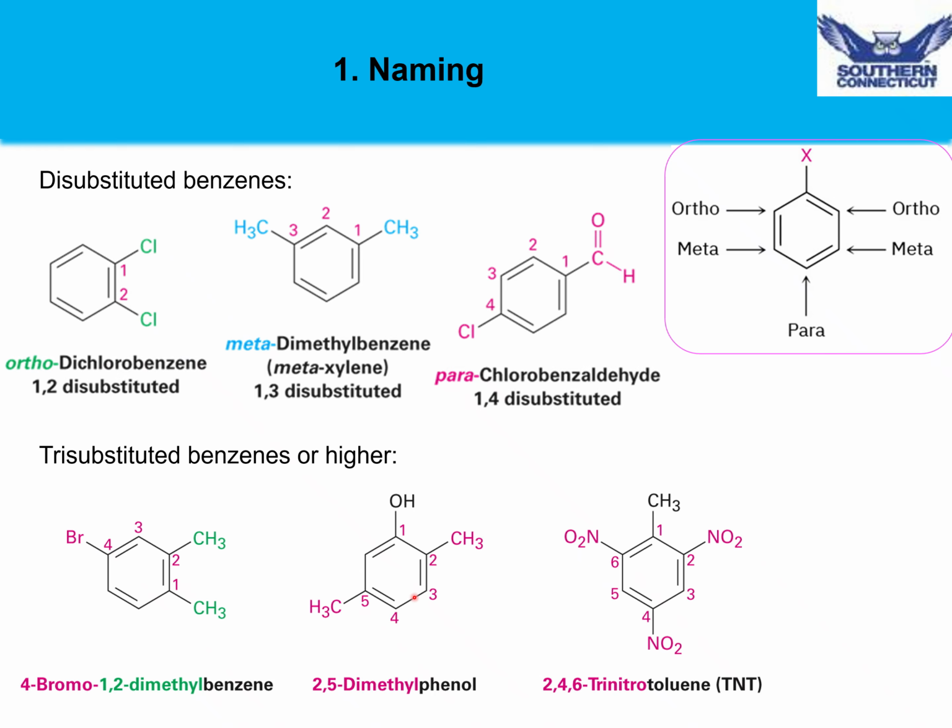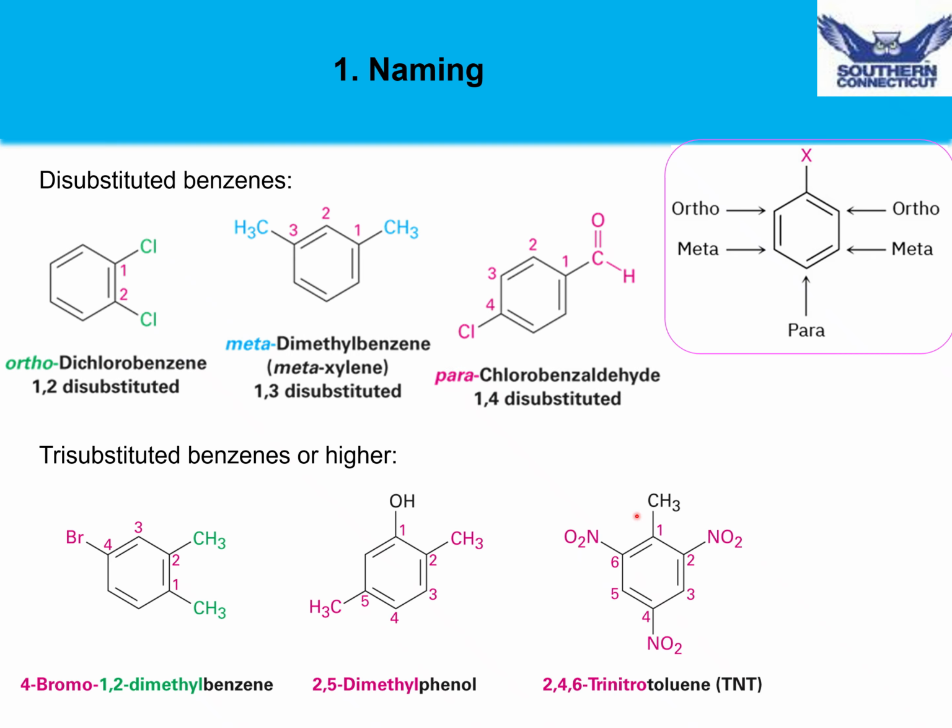The next example has a hydroxyl group on benzene, so this is named as a phenol, and it has two methyl groups on the phenol. One is right next to where the hydroxyl group is, on carbon 2, and then the other one is on carbon 5, so this is named as 2,5-dimethylphenol.